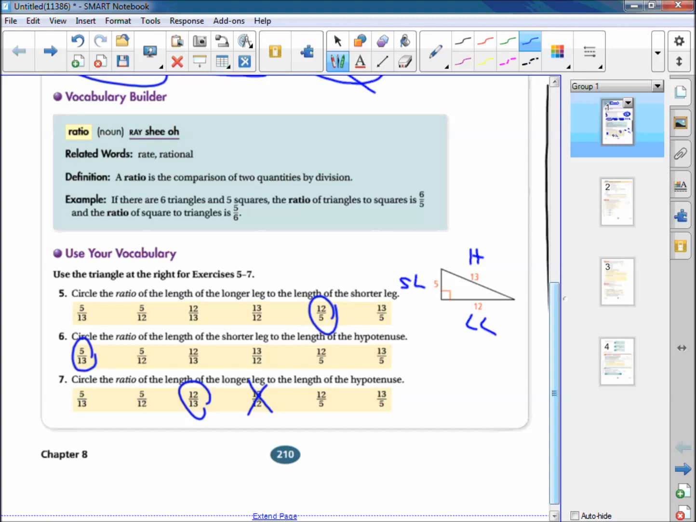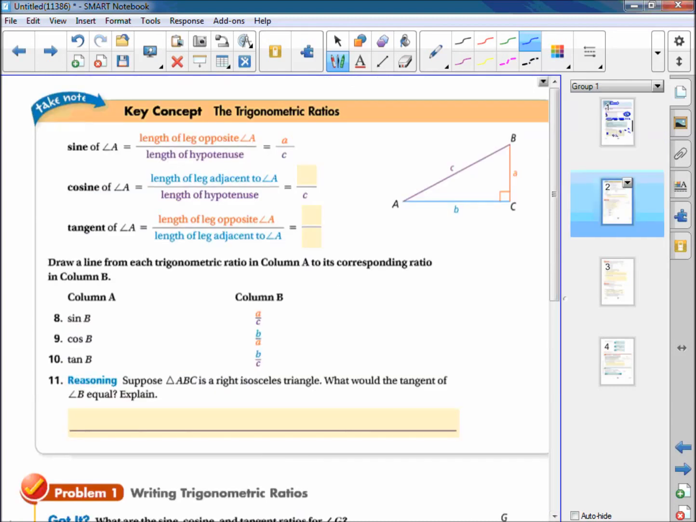All right, let's flip it over. Our first key concept here is trigonometric ratios. We have 3 of them, so there are 3 new words here, and they seem all complicated, but they're really not that bad. We have sine, cosine, and tangent.